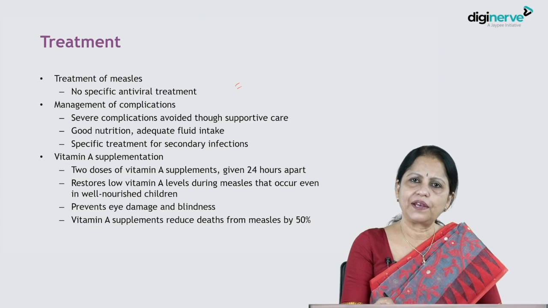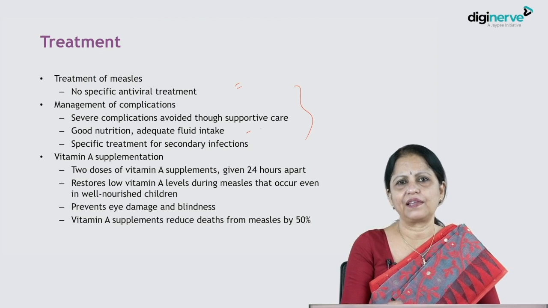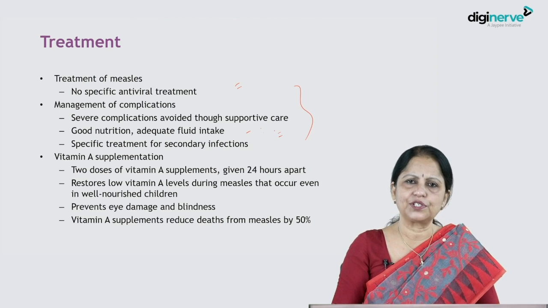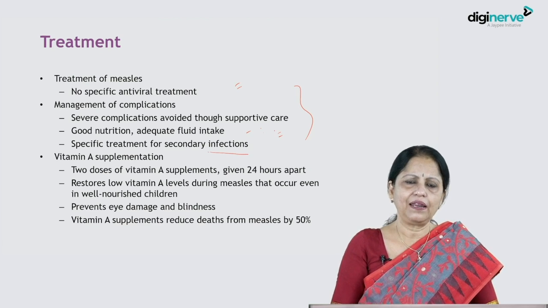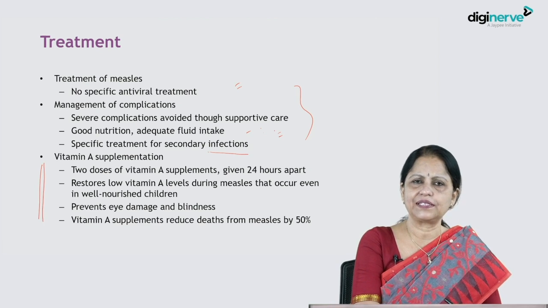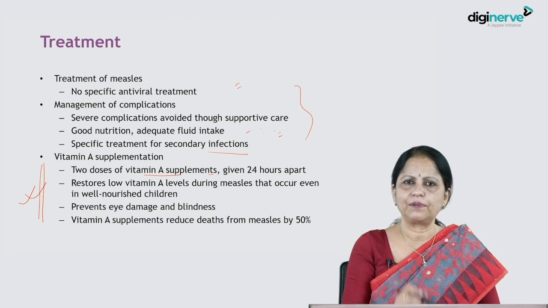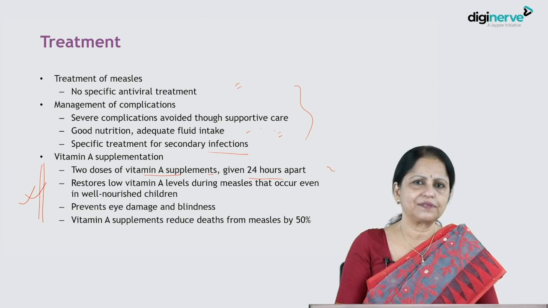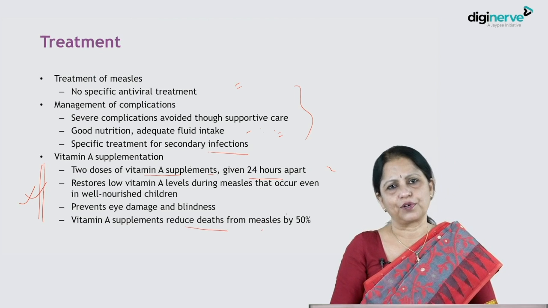Treatment: there is no definite treatment for viral infections. Only management of complications can be done. So supportive care like fluid, nutrition, etc. should be looked into, and specific treatment for any secondary infection that might happen. A very important measure is vitamin A supplementation, because, as I told you, vitamin A deficiency is very commonly associated with measles. So vitamin A supplements, 2 doses given 24 hours apart, is recommended, and this prevents vitamin A deficiency, prevents eye complications, and even reduces mortality.